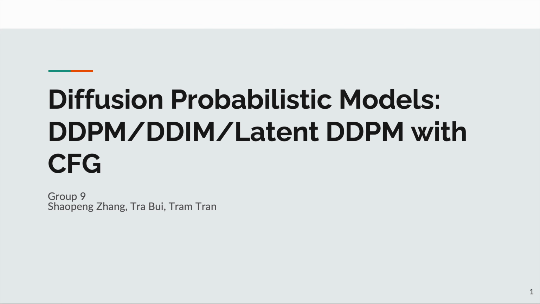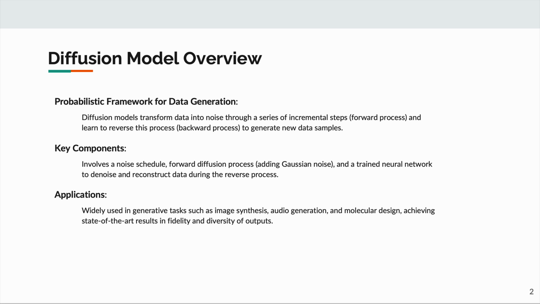Today, I would like to present our homework 5 assignment project, the diffusion probabilistic models: DDPM, DDIM, and latent DDPM with CFG. First, I would like to provide an overview about diffusion models. Diffusion models are a probabilistic framework for data generation. They transform data into noise through a series of incremental steps, the forward process, and learn to reverse this process to generate new data samples.